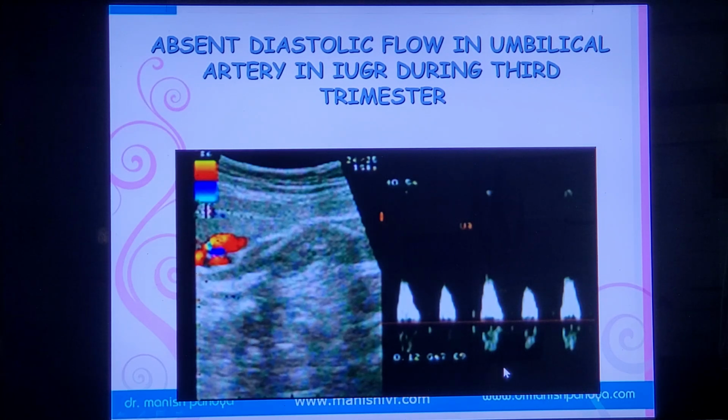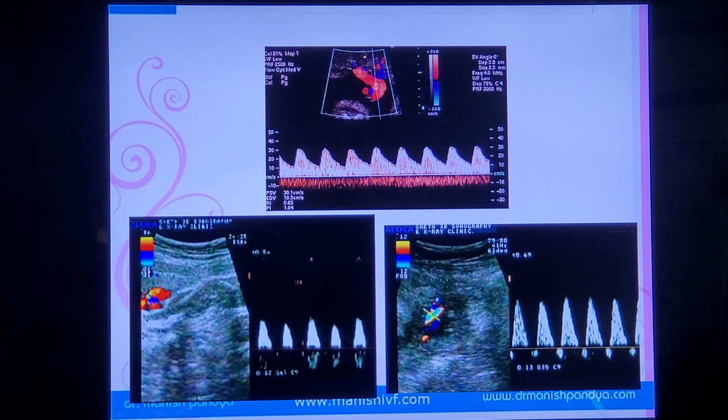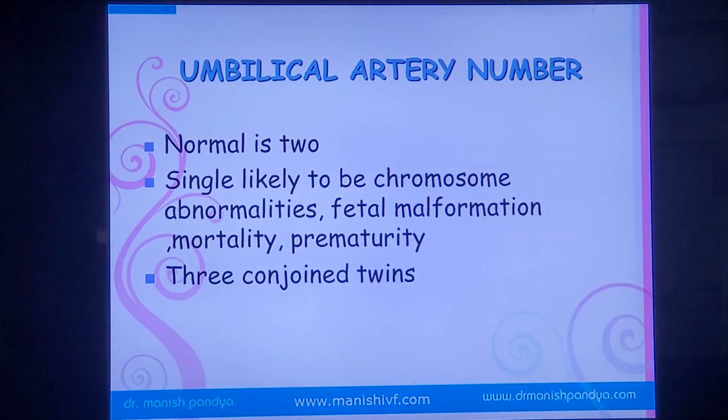Okay, absent diastolic flow. Here, reverse diastolic flow. You are not looking at the indices. You are just looking at the waveform. This waveform of the umbilical artery is at 0 degree, and you can see there is a reversal in the diastolic flow. Now compare. This is very good. This is abnormal. No need of indices, just eye catching. With eye catching, you can say this Doppler is abnormal.